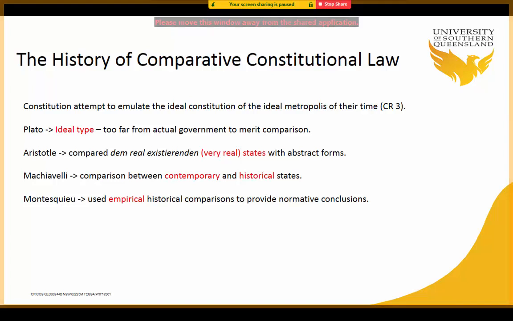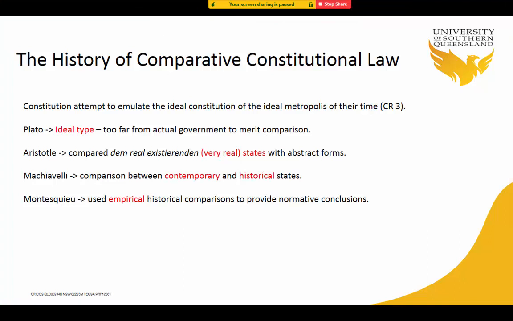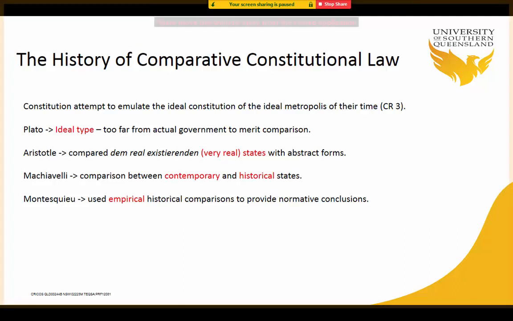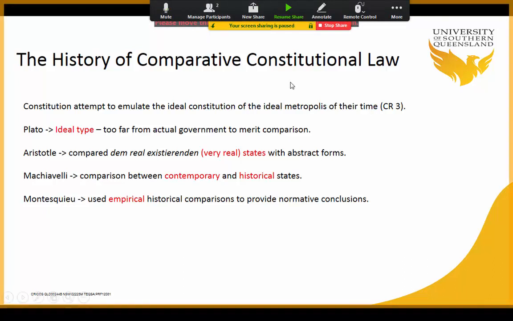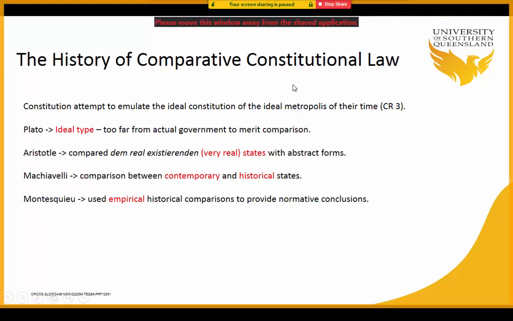All right. And then we have Montesquieu, probably the most relevant to our movement, the CC or comparative movement at the moment. And he basically started the empirical historical comparisons for providing a signal as to what is the best design or best way of achieving a certain function, a constitutional function.